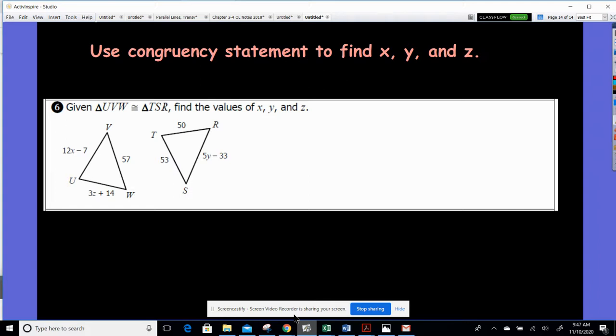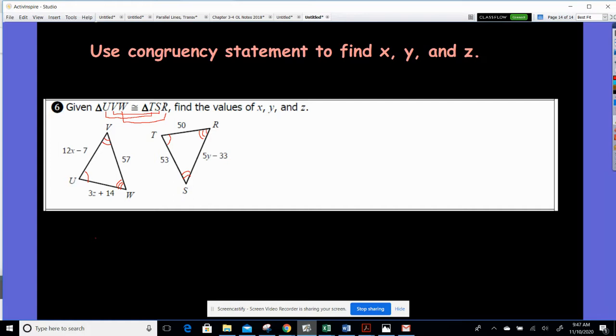Let's start with U. U corresponds with T. So I can put 1 mark on U and 1 mark on T. Those angles are corresponding. Those angles are going to be congruent. Move to the second letter. V corresponds with S. So I'm going to put 2 marks on V and 2 marks on S. And then lastly, W corresponds with R. So 3 marks on W and 3 marks on R.